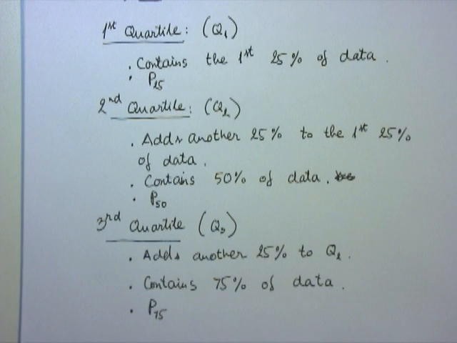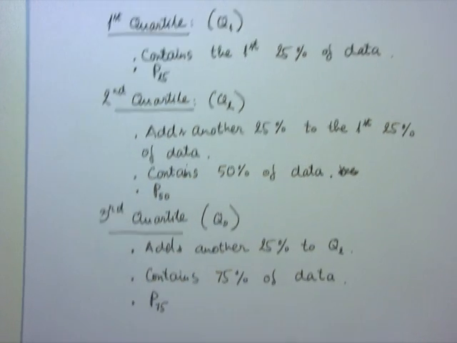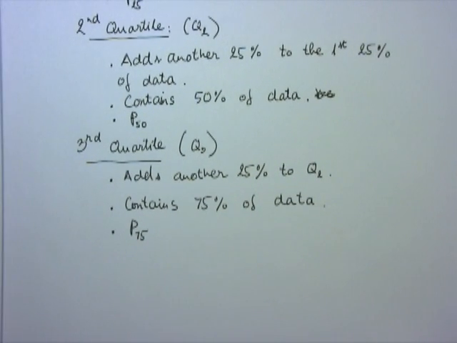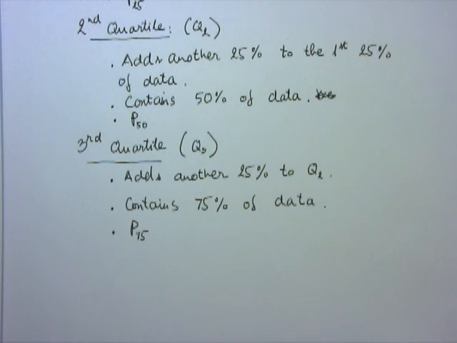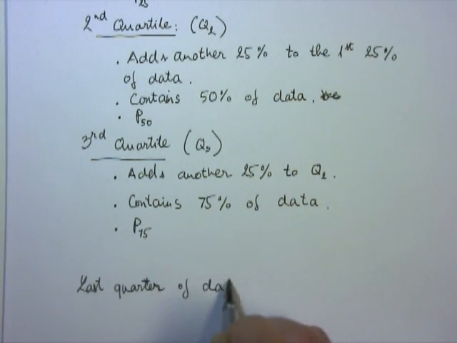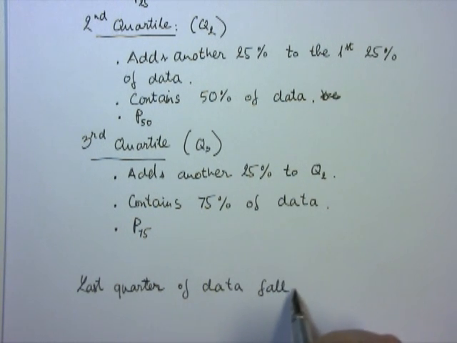And so, of course, think about it. The last quarter of your data is going to be those values that fall above the third quartile. So the last quarter of data would definitely fall above Q3, which is the 75th percentile, or the third quartile.